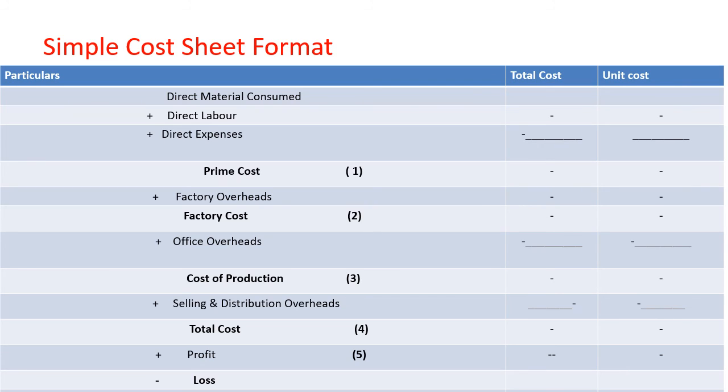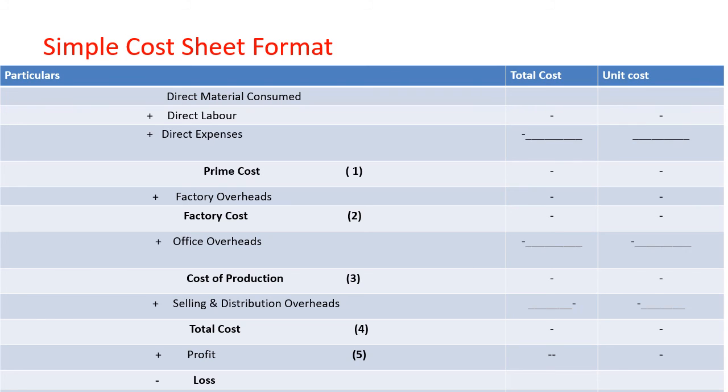After categorization of expenses, now we learn about the cost sheet. Cost sheet formats are two types. First one, basic format, also known as simple format. Second, detail format, or cost sheet with stock adjustment format. First, we see the basic format.